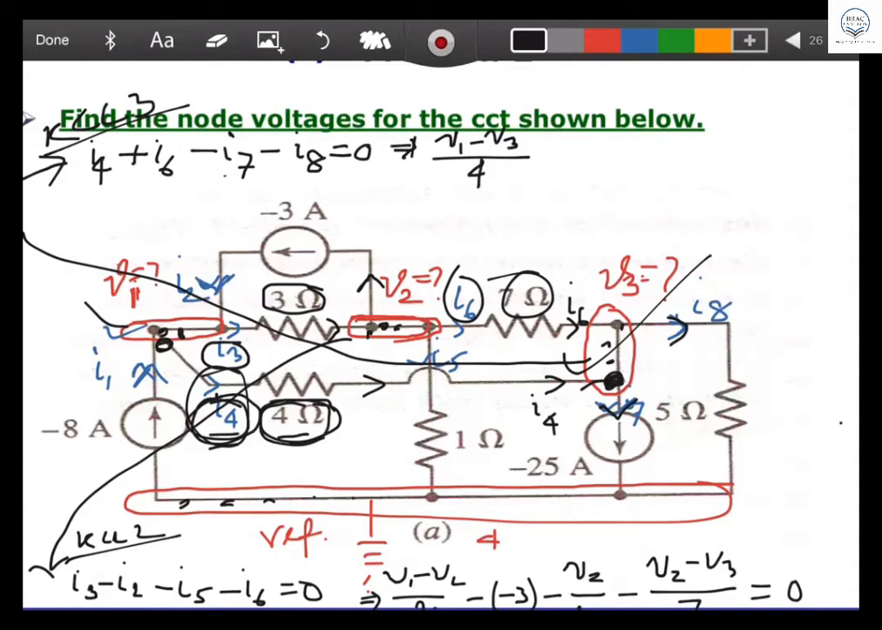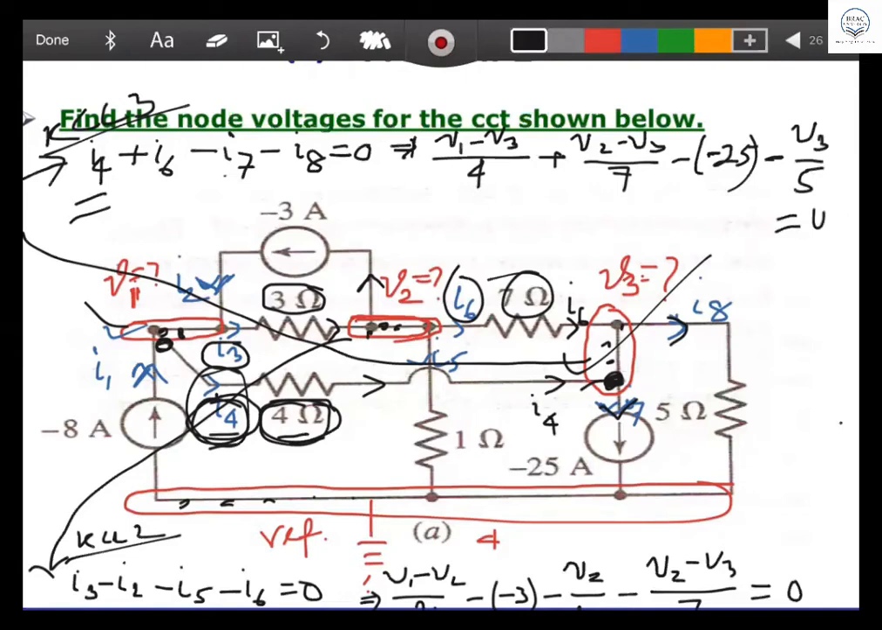I have written this I4 equation earlier. Plus I6. I6 is what? I6 is V2 minus V3 by 7. And minus I7, I7 is 25, so minus 25. Then minus I8. I8 is what? V3 by 5. Now you all understand it. Very simple. V3 by 5 equal to 0.